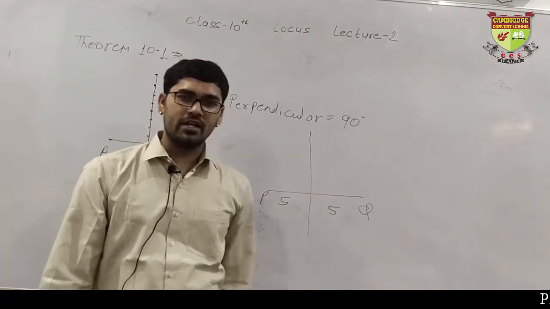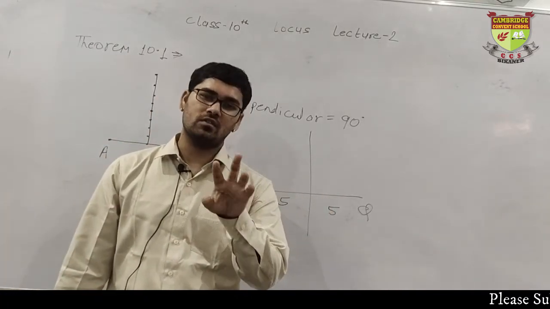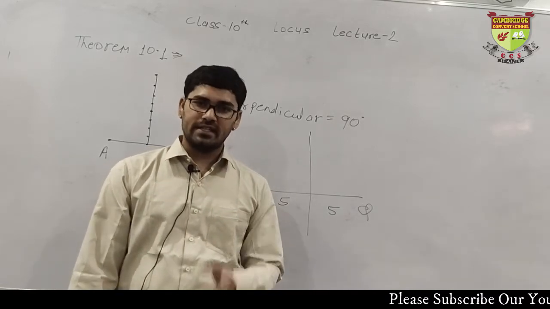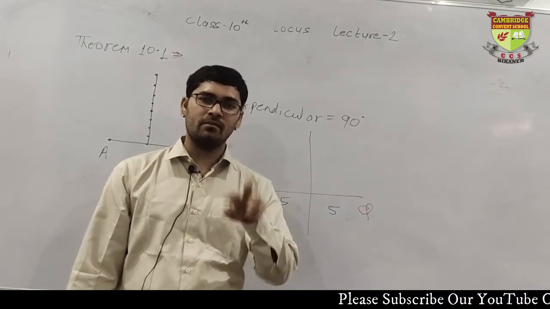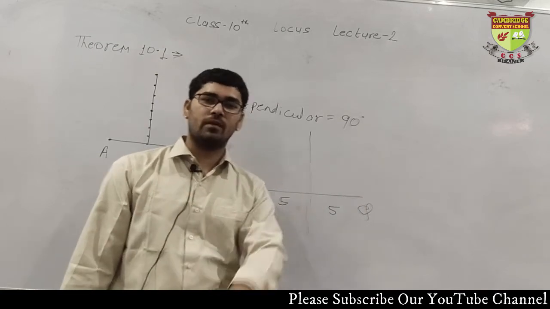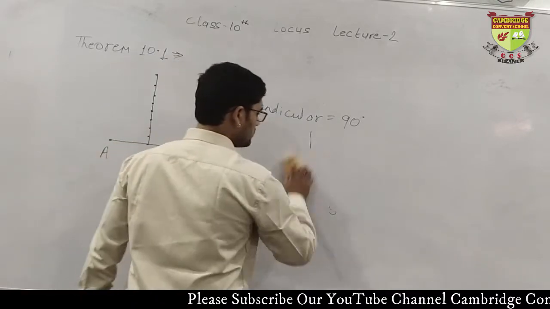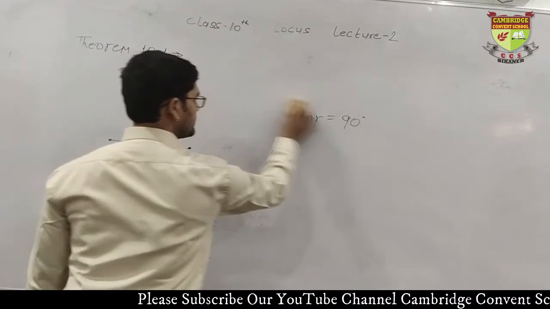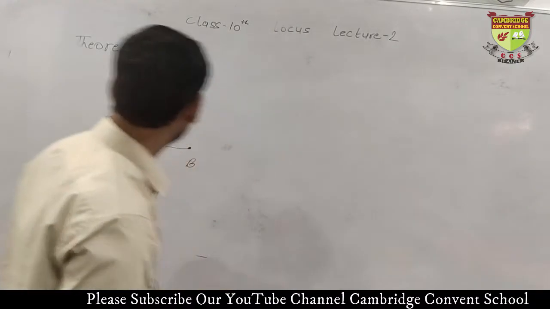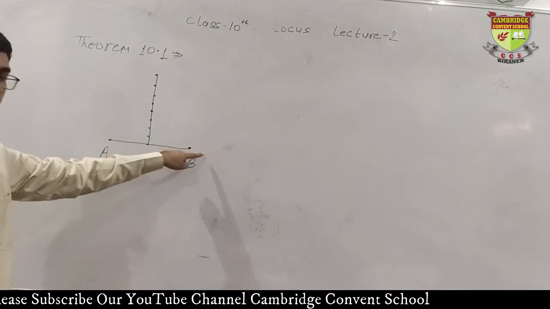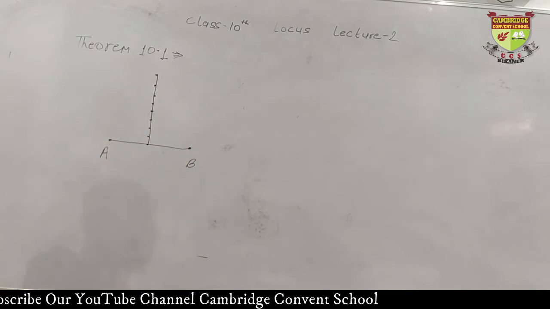PQ is divided in two equal parts. When divided in two equal parts, that is known as bisector. Section means cutting and bi means two equal. Bisector means cutting into two equal parts. Okay. So we have to prove in this theorem that this line makes a perpendicular bisector on this.